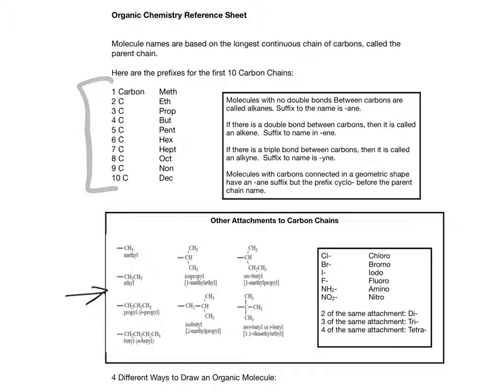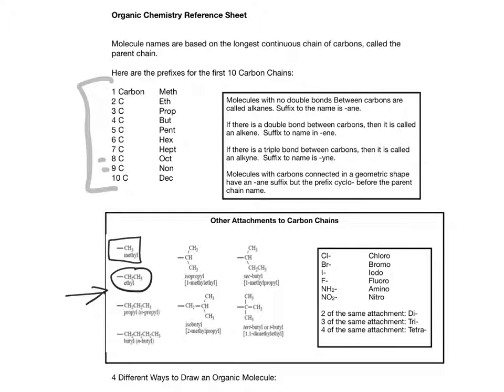this section, other attachments. What's the prefix for 8? And 8 is oct. And we're going to have the suffix ane because they are alkanes. And I look at the attachments, and if you see just a CH3, that's an alkyl group called methyl. So whenever you see just a CH3, look at the prefixes here. 9 is non. And I look for a CH2CH3, and I see it right here. And that has the name ethyl, because there's a CH2 attached to a CH3.